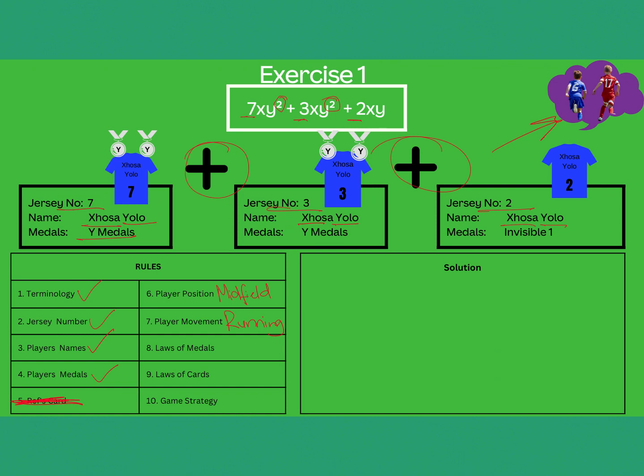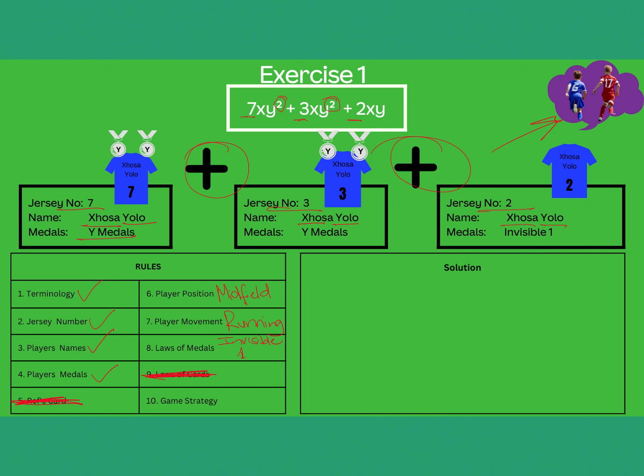The laws of medals: we said we have the invisible 1. That's the only law that we'll be using here. The laws of cards: we don't have cards because we don't have brackets, so we are not inside the penalty box.